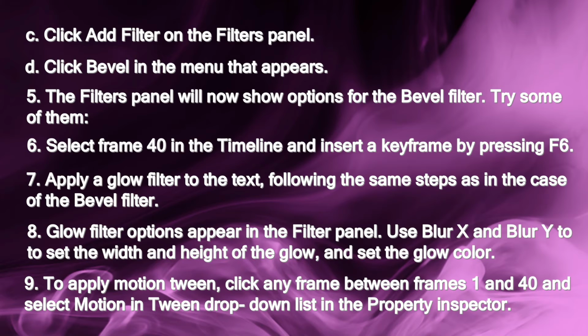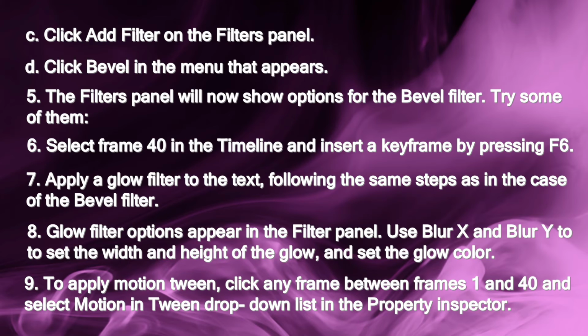Select the shadow color and the highlight color. The angle option specifies the angle of the shadow cast by the beveled edge. The distance option specifies the width of the bevel. Select frame 40 in the timeline and insert a keyframe by pressing F6.